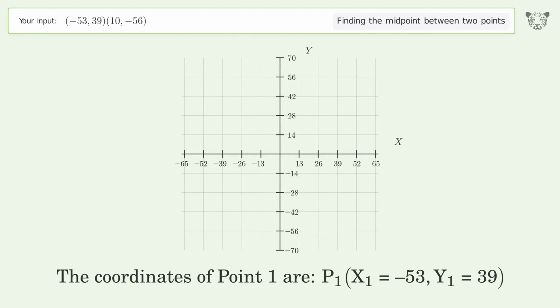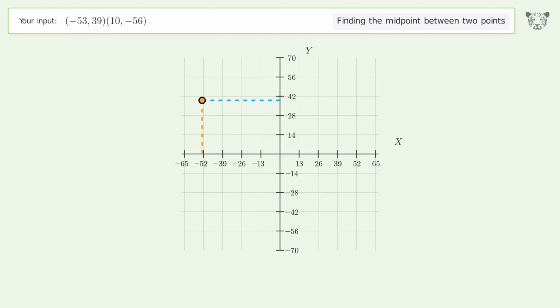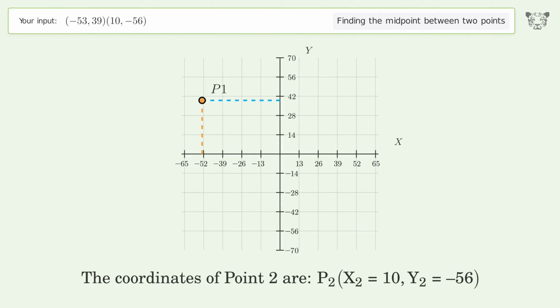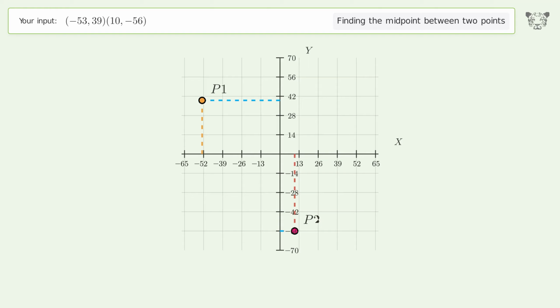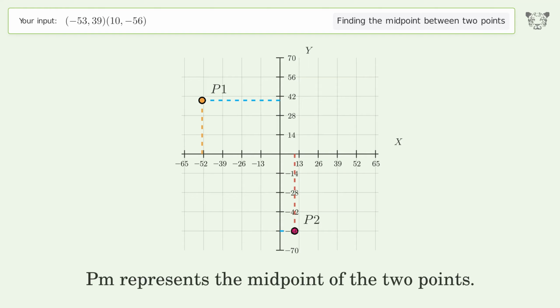The coordinates of point 1 are x1 equals negative 53, y1 equals 39. The coordinates of point 2 are x2 equals 10, y2 equals negative 56. PM represents the midpoint of the 2 points.